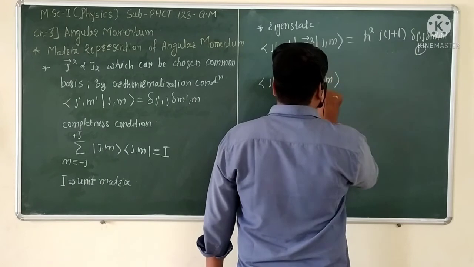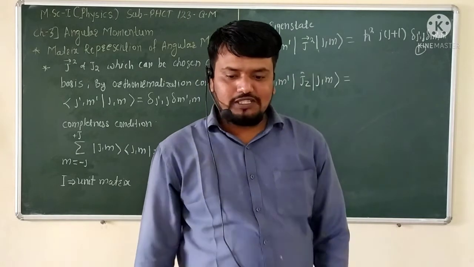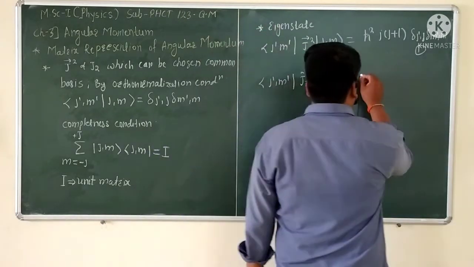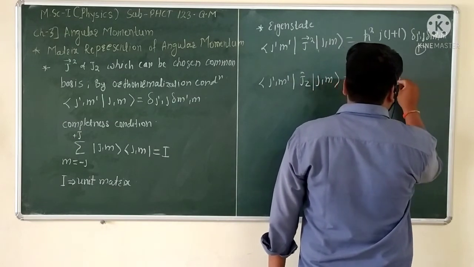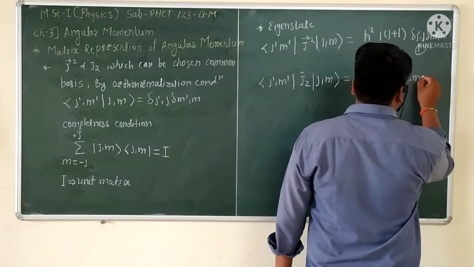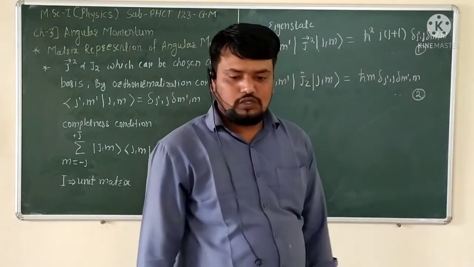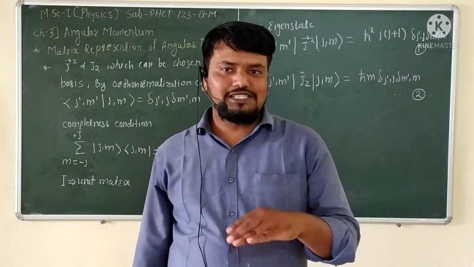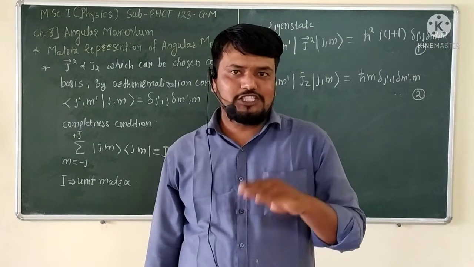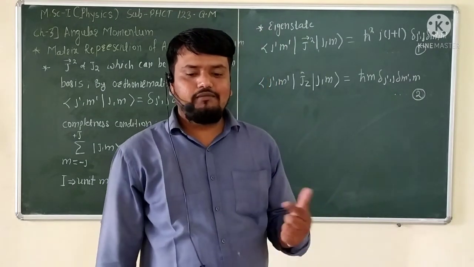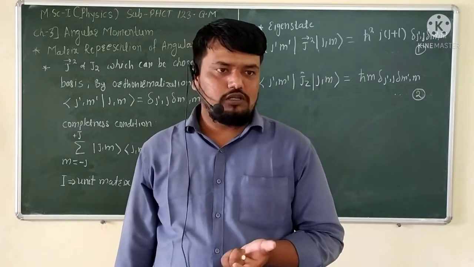Okay, and this relation is nothing but the minus m ħ, or ħ m, delta of j prime j and delta of m prime m. This is equation number 2. Using this relation, that is the matrix representing j square and jz in the jm eigenbasis, the diagonal elements.